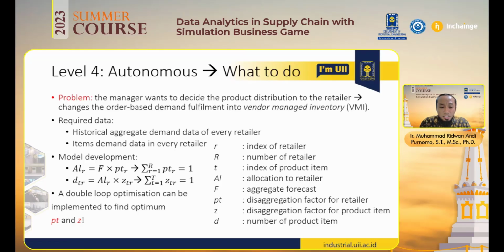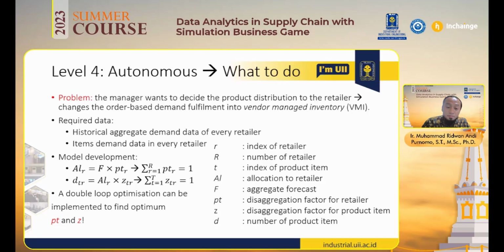This is actually based on the proportion formula. Here F is the forecast result, the aggregate forecast that we already did before, and after that we need to multiply it with the proportion. P is the disaggregation factor, or proportion, of every retailer here, but we need to make sure the sigma P equals 1, because at the end we need to make sure the proportion is 100%, 1. And we do the same calculation for every bakpia taste.